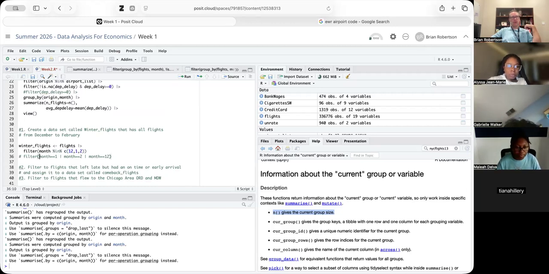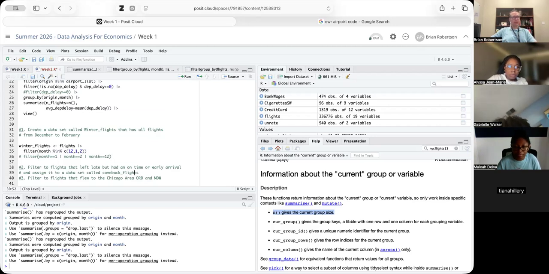The other way I can do it is with or. So I can do filter month equals 1, or month equals 2, or month equals 12. Those are sort of the two ways we can do it. Does that make sense? We kind of follow? Cool.